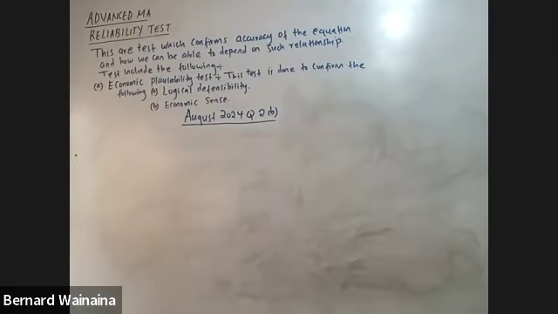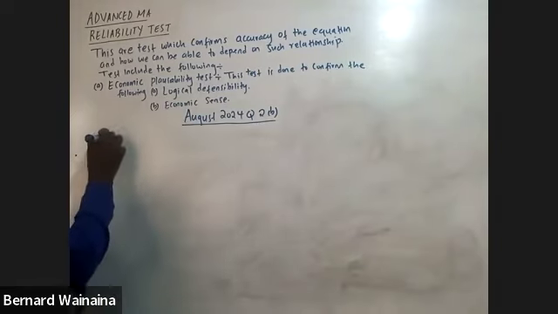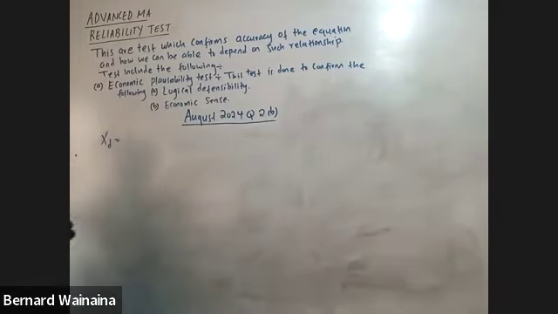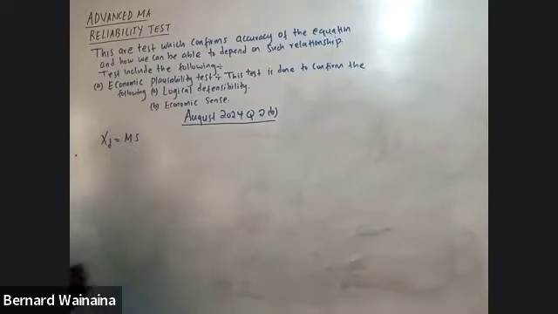Now let's find XD. What else do we have? We have XD. Now let's go to another table. We have the XD. Now for you to get the XD, this is the formula. XD is the MS, mean square.